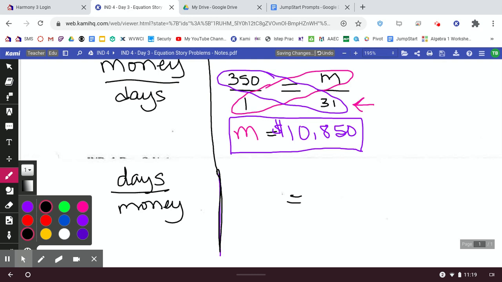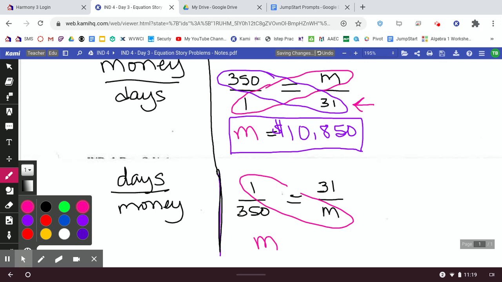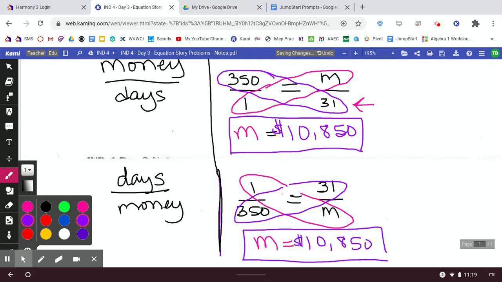If you've got days over money, and you've got John in one day earning $350, and in 31 days you have him earning some unknown amount of money, when you cross multiply, you're still going to get M. And when you cross multiply this way, you're still going to get $10,850. So you will get the same answer either way. It doesn't matter which one you choose.